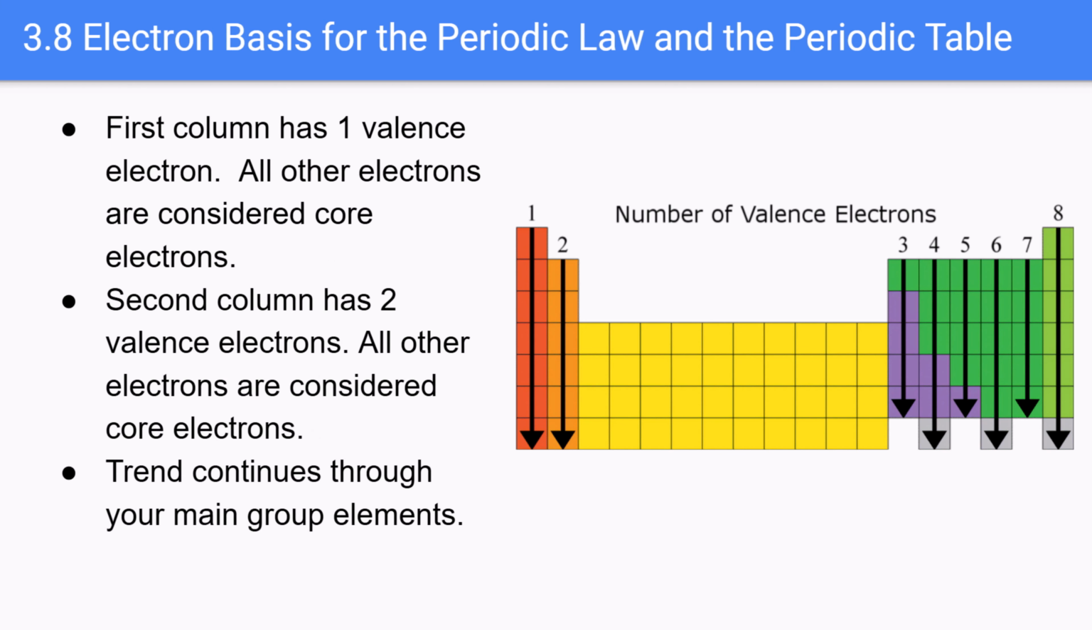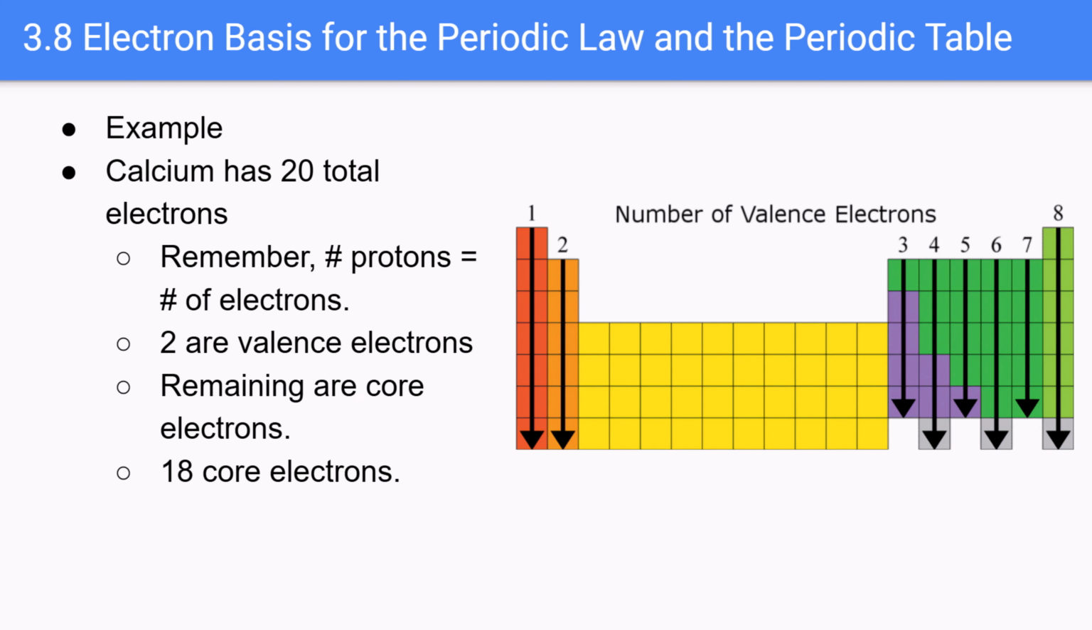So, as I mentioned before, the first column has 1 valence electron. All other electrons are considered core. The second column has 2 valence electrons. All other electrons are considered core electrons. And the trend continues through your main group elements. That is, the ones that are not the shorter groups that are found in the middle of the periodic table.